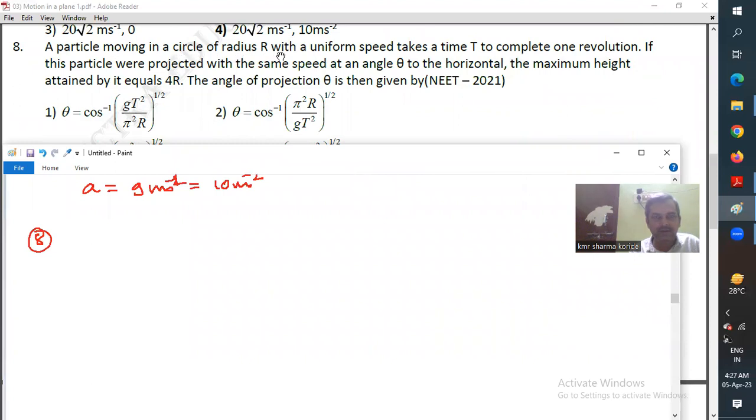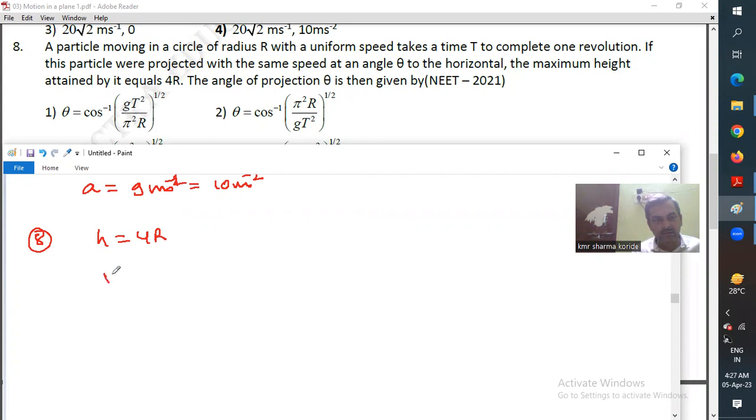A particle moving in a circle of radius r with a uniform speed takes a time t to complete one revolution. If this particle were projected with the same speed at an angle theta to the horizontal, the maximum height attained is equal to 4r. So h is equal to 4r. The angle of projection theta is then given by... So first you try to find out what is the time period.